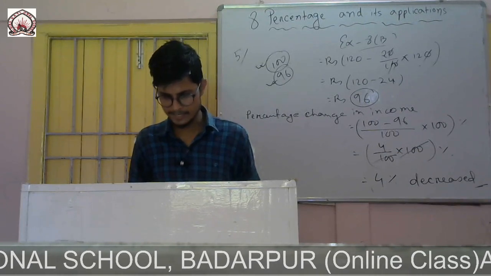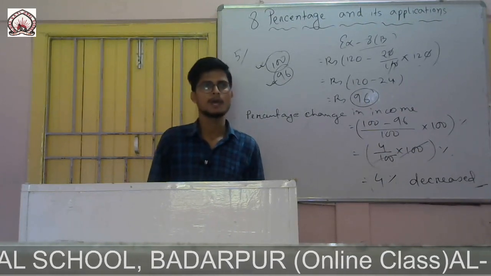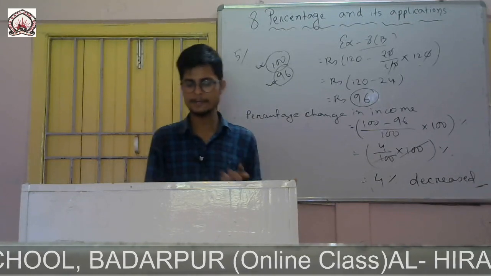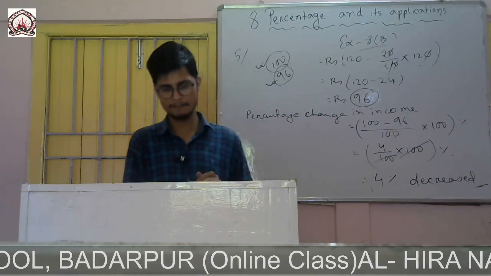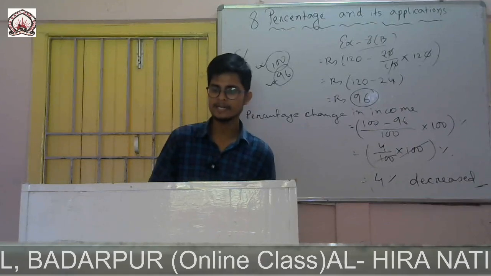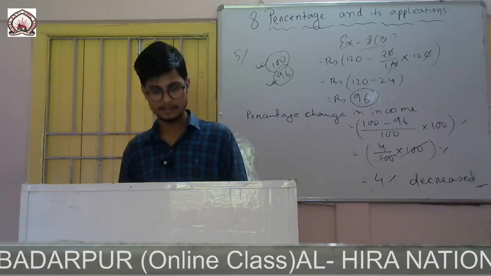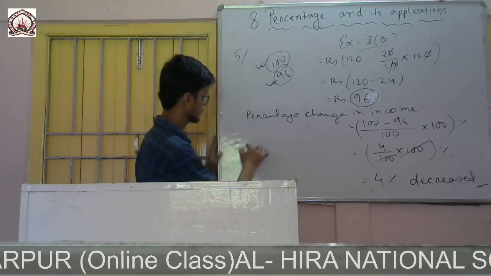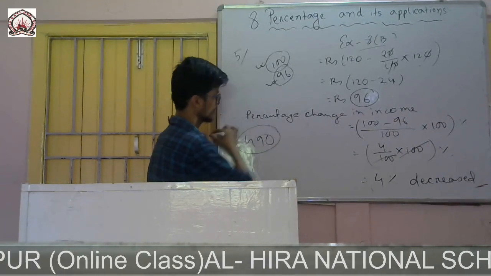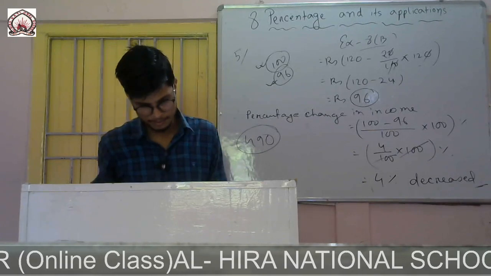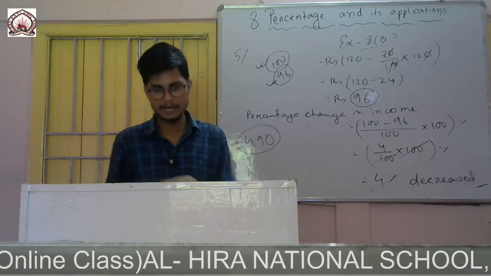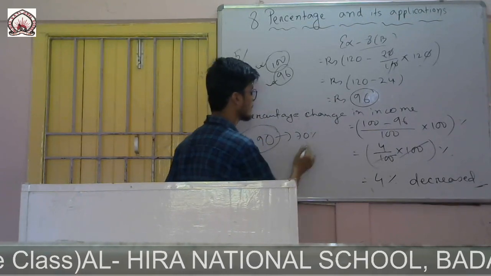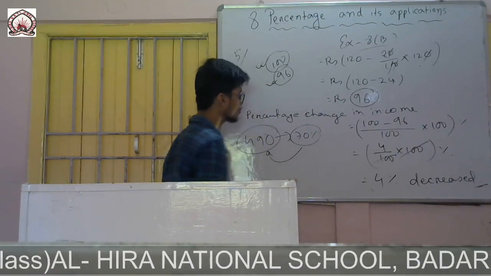Now question number 6. In an examination, Piyush scored 490 marks. If he scored 70% marks, find the maximum marks. So here the score of Piyush is given, it is 490. It is the score of Piyush, and which is equal to how much? It is given that he scored 70%, that means 70% is equal to 490.